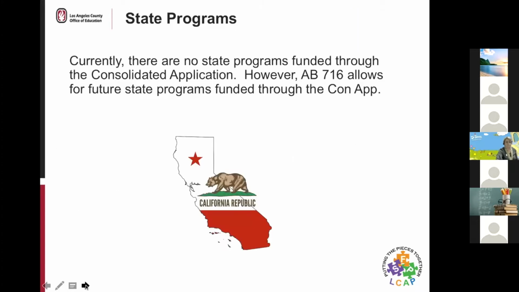So currently there are no state programs funded through the CONAP. In the past, we had state programs that were funded through the CONAP, such as, and some of you may remember, EIA, SCE, and EIA LEP funding. Although there are no state programs currently funded through the CONAP, Assembly Bill 716 allows for the possibility of future state programs being funded through the CONAP.